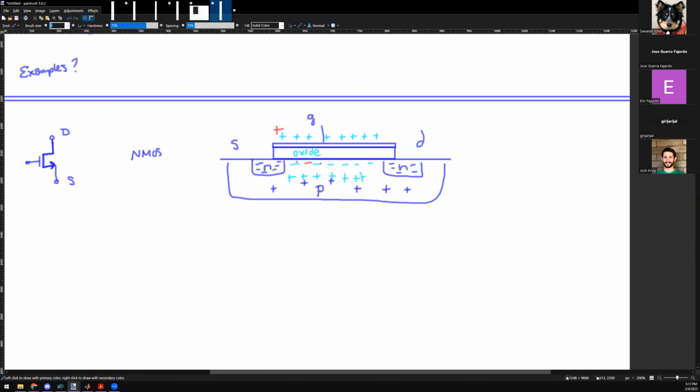Is that enough to conduct a channel? Does one brick make a bridge? No. So if I don't apply enough gate, if I don't put enough charge on the gate, what happens? I do not have sufficient to conduct. So then what do you call the bare minimum? What do you think that's called?